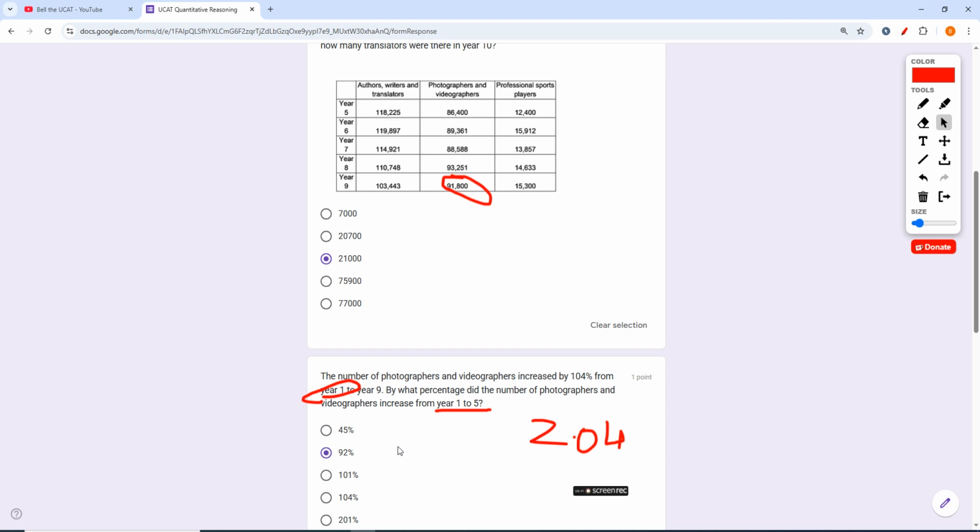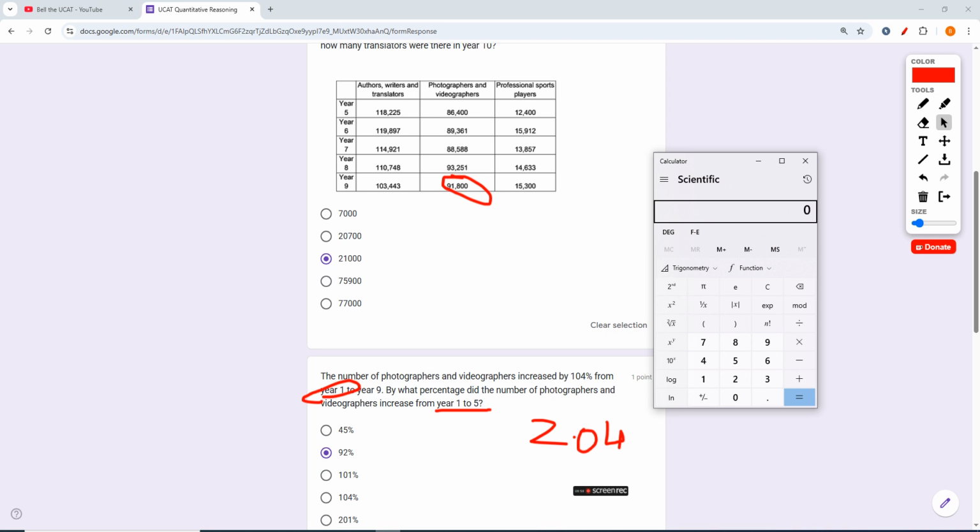Right, so how do we do it now? What I did at first was look at the number of photographers. I was looking at the wrong column, the wrong numbers. The number of videographers increased by 104% from year 1 to year 9. So what did I do? 91,800 divided by 2.04 is 45,000. That means in year 1 there were 45,000 videographers. Now from 45,000 in year 1 it went to 86,400.